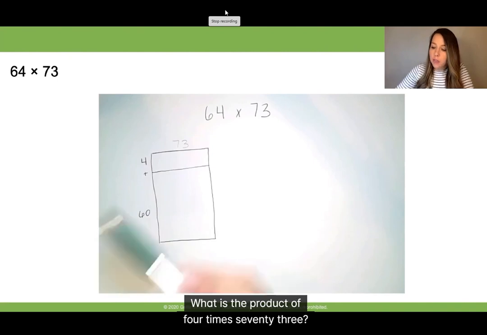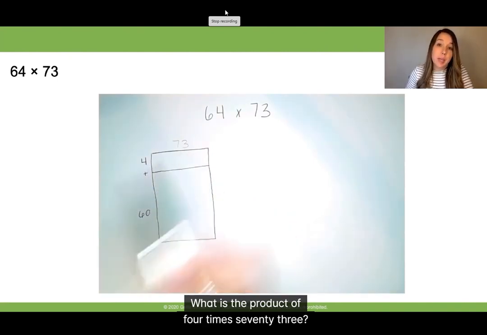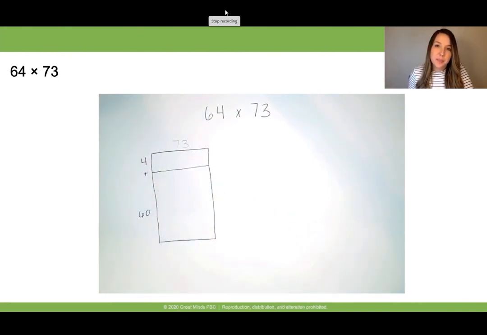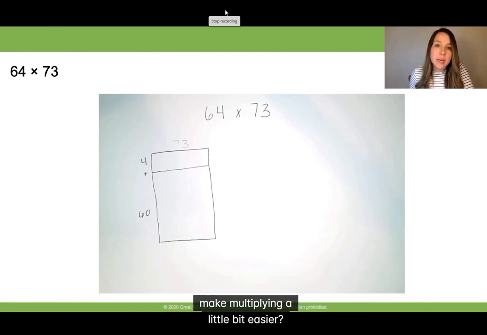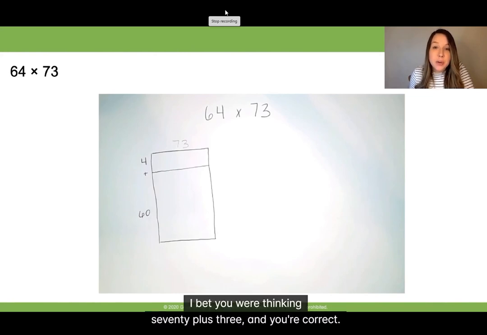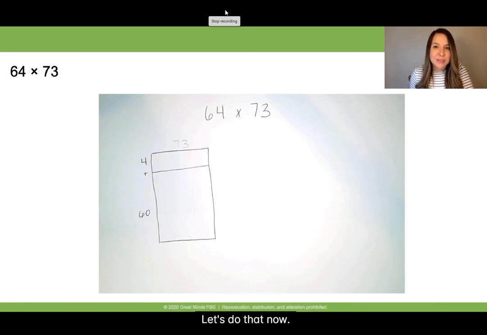What is the product of 4 times 73? 4 times 73 is kind of hard to do mentally. Is there a way that we can decompose 73 to help make multiplying a little bit easier? I bet you were thinking 70 plus 3, and you're correct. Let's do that now.